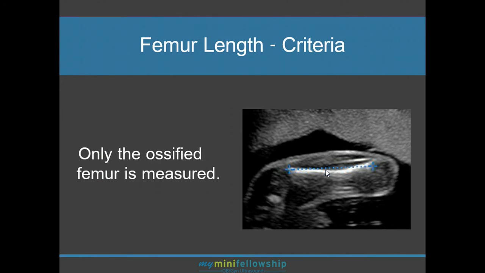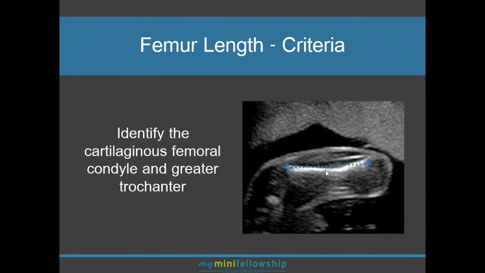Moving on to the femur length, the criterion is simply that you measure the ossified femur. So how do you know if you're dealing with the ossified femur? Well, you want to identify the cartilaginous head of the femur and the cartilaginous femoral condyles. If you draw some little ovals here, you know where those are, and you're going to measure the ossified portion from there to there.